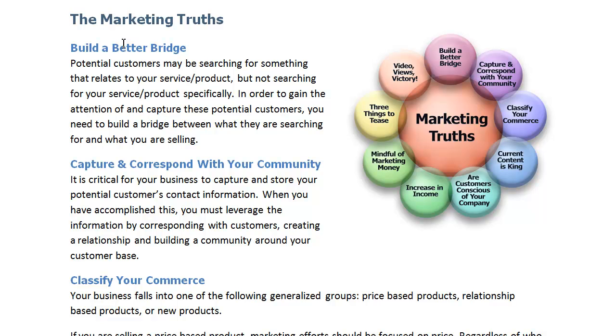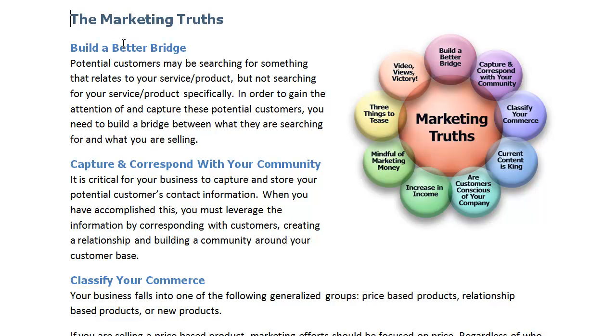A good example of this would be real estate. A home buyer is looking for a home, but what you're really selling as a realtor is your expertise and your knowledge. So you see how those two are disconnected from each other. You need to build a bridge between the home search that they're doing and your expertise.